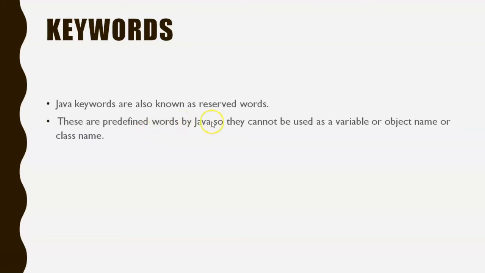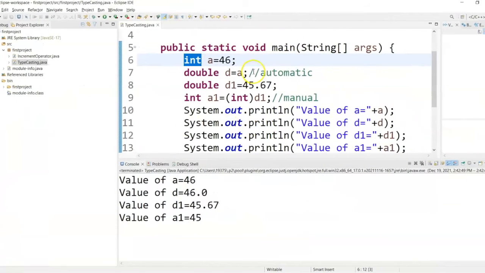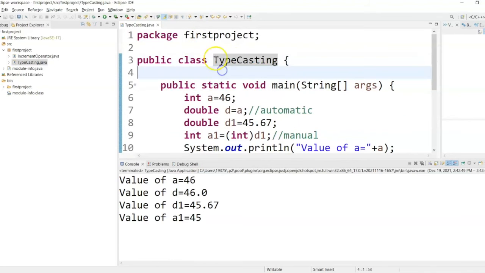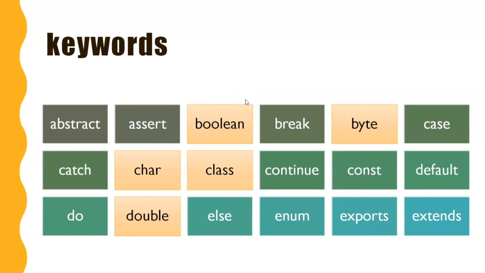They are predefined words in Java, so they cannot be used as a variable, object or class name. For example, if I want to create a as a variable, I cannot use int and int. Whatever keywords are available in Java, you cannot use them as a variable or function name, or even create a class with them. Right now, typecasting is my own class name. You cannot use a keyword in place of a class name. There are 50 plus keywords in Java.